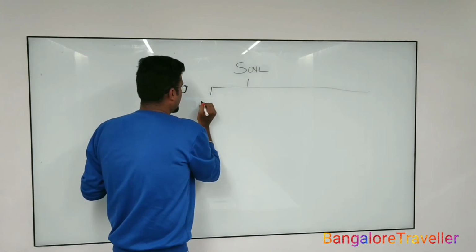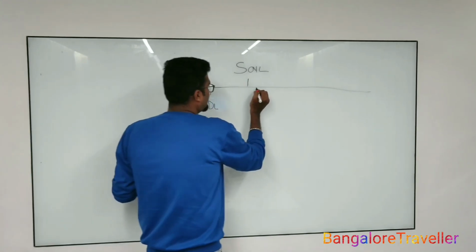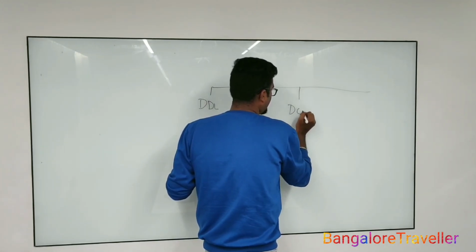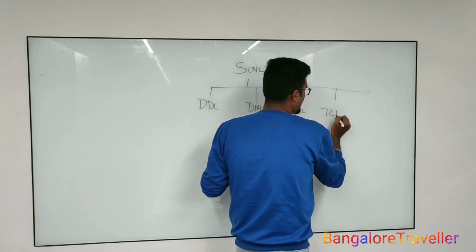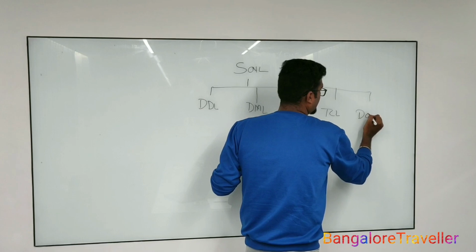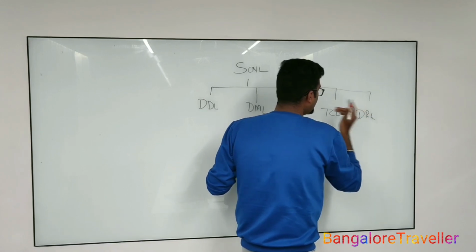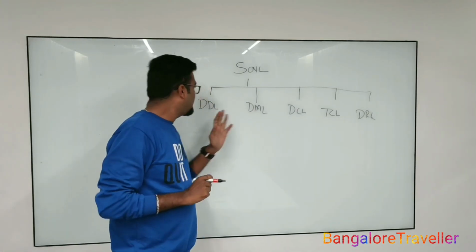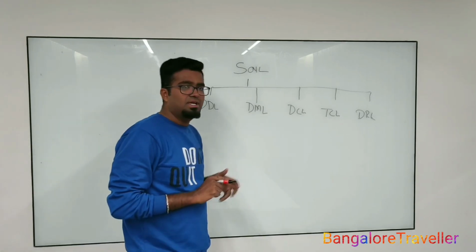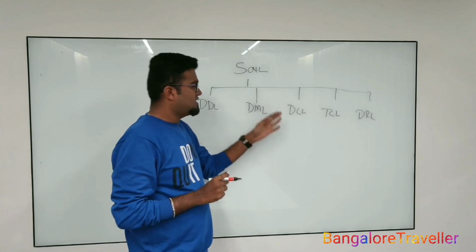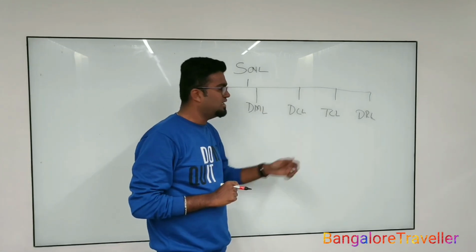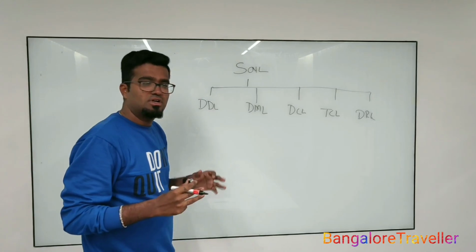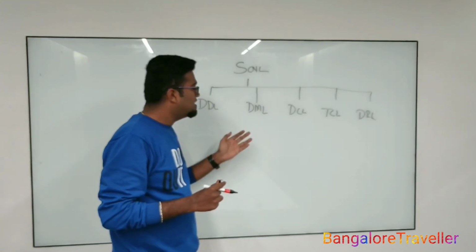The first one is DDL, the second one is DML, the third one is DCL, the fourth one is TCL, and the fifth one is DRL. So basically in SQL we have 5 different types of statements. DDL is data definition language, DML is data manipulation language, DCL is data control language, TCL is transaction control language, and DRL is data retrieval language. Let us understand the different statements available under DDL, DML, DCL and so on.